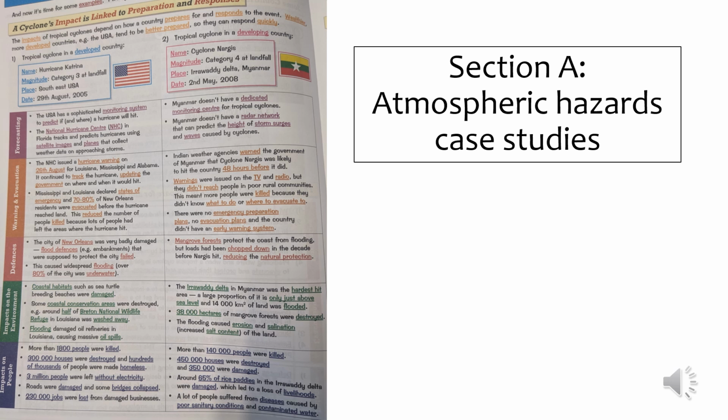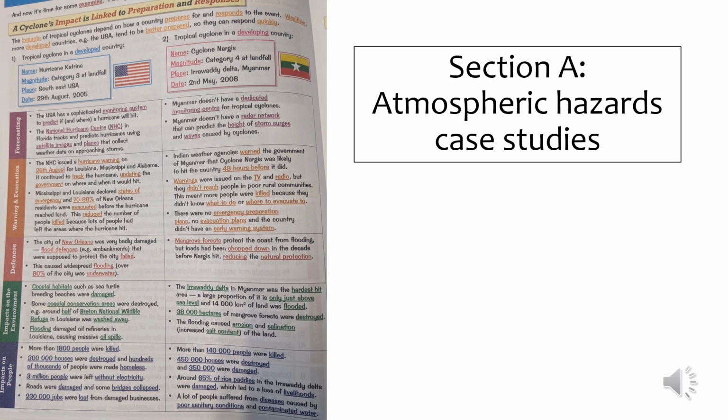Okay, so if the question says an atmospheric hazard that you've studied, these are the two that you would talk about. You might talk about both. If it says developed and developing, or if it says developed country, it's only going to be Hurricane Katrina, which hit the USA. If it says developing country, it's going to be Cyclone Nargis, which hit a country called Myanmar. This is nice and clear in your CGP guide. I'll just give you a few top tips to remember.